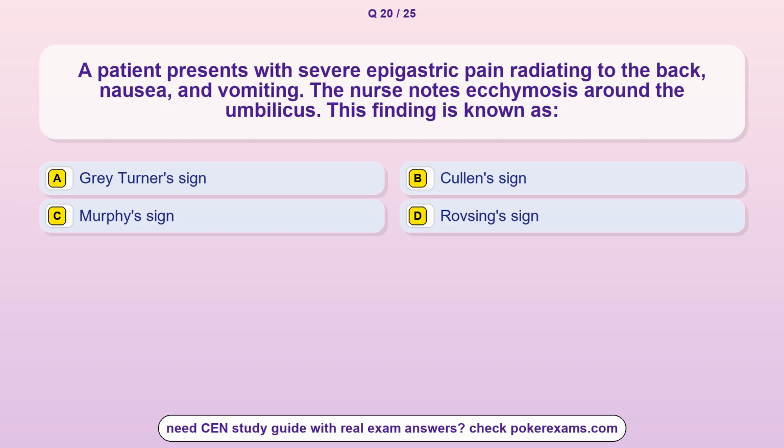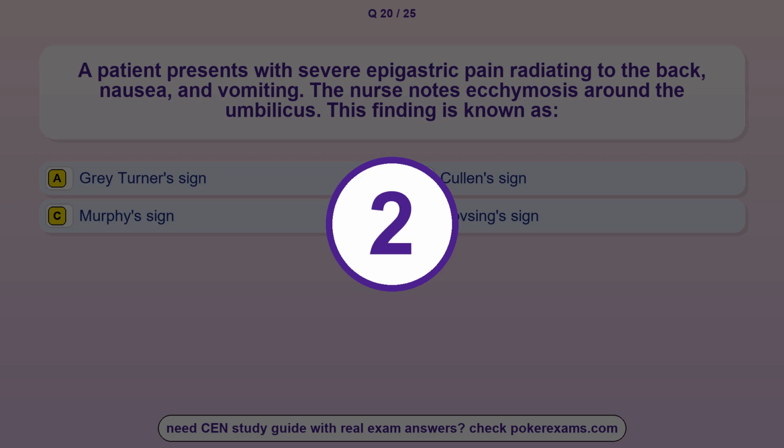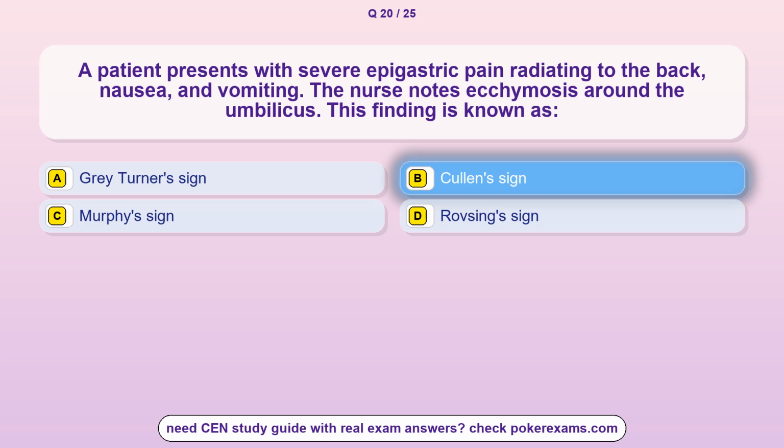Question 20. A patient presents with severe epigastric pain radiating to the back, nausea, and vomiting. The nurse notes ecchymosis around the umbilicus. This finding is known as option A, Grey Turner's sign. Option B, Cullen's sign. Option C, Murphy's sign. Option D, Rovsing's sign. The correct answer is option B, Cullen's sign.